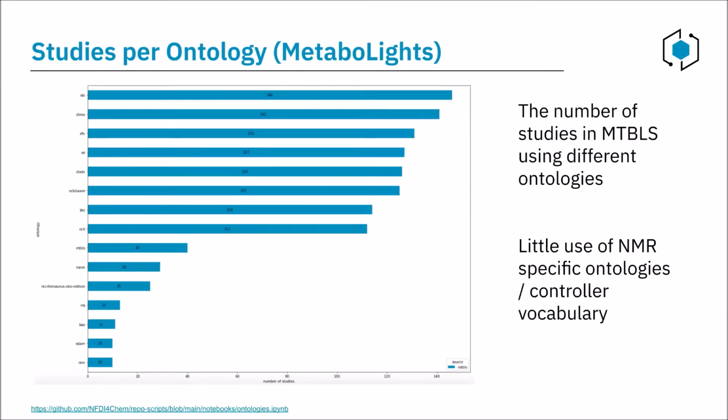We are particularly interested in NMR specific ontologies that are used. So we looked at what the different ontologies are that are used within the NMR domain. And within MetaboLights, we have realized that OBI is the most widely reported ontology term within the different datasets that they have, and very little use of domain specific ontologies or controlled vocabulary has been observed there.